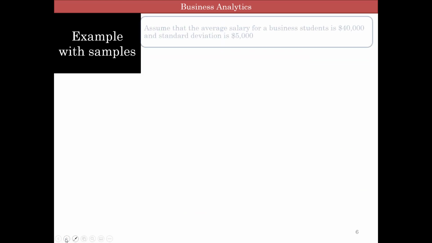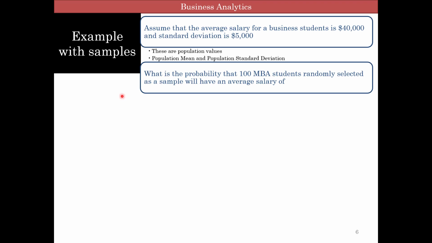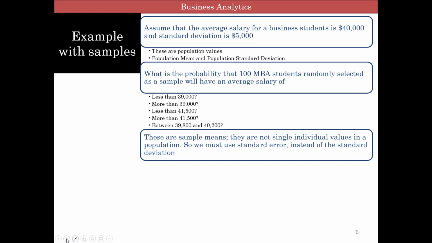Now, if you have samples on the other hand, let's take the same example, and instead of having one MBA student, you're selecting 100 MBA students, and you have a sample mean here. And you want to find out the probability that the sample mean is less than 39, more than 39, and so on, right? So you have a list of different values, but this has got nothing to do with one MBA student. This has got to do with a group of MBA students, and you're looking at the sample mean here. So you cannot use the standard deviation here. You will have to use standard error.